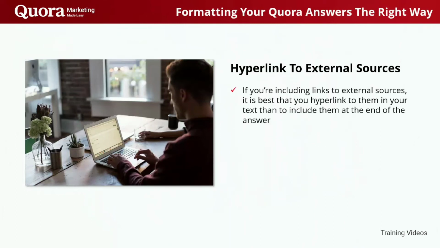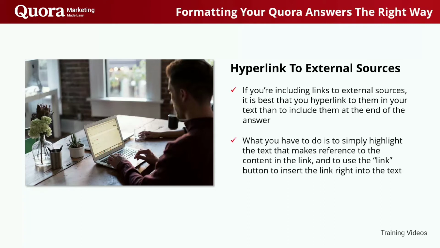Hyperlink to external sources. If you're including links to external sources, it is best that you hyperlink to them in your text than to include them at the end of the answer. What you have to do is to simply highlight the text that makes reference to the content in the link and to use the link button to insert the link right into the text. And that is it. Follow these simple formatting rules and you'll become a top contributor in no time.